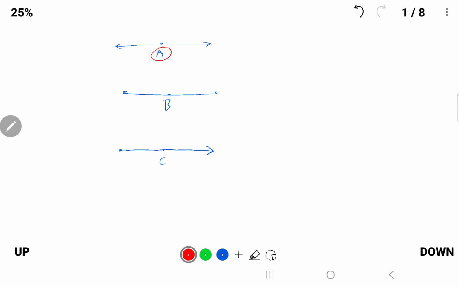So the first one, A. Now a midpoint is a point that divides a segment into two congruent segments. So the first one is not a midpoint because we have a line. The second one we have a segment, so this is a midpoint. And here is not a midpoint because we have a ray. So a midpoint is always found on a segment.